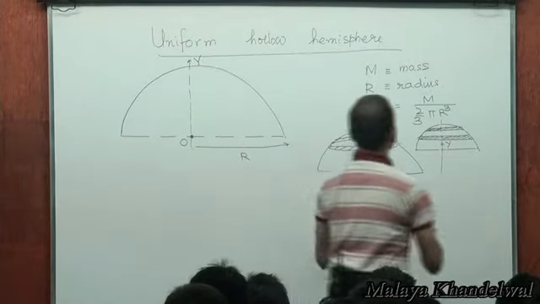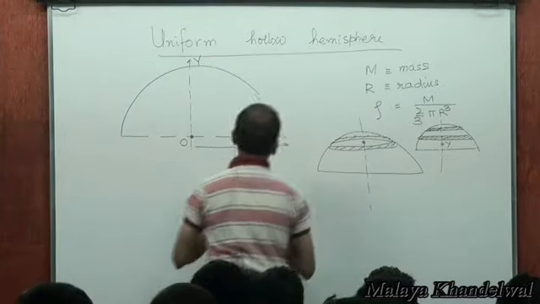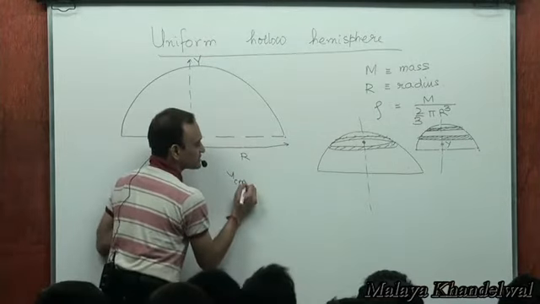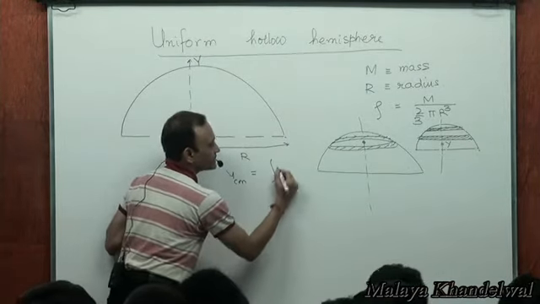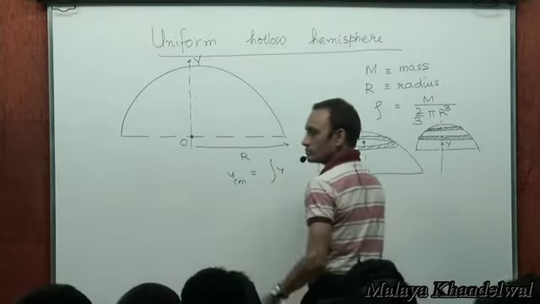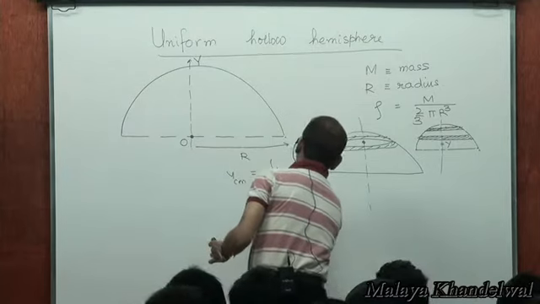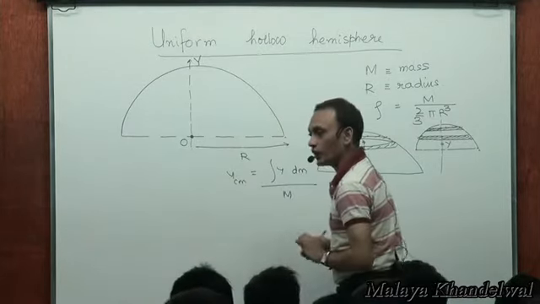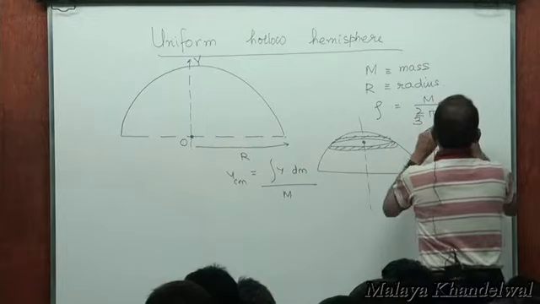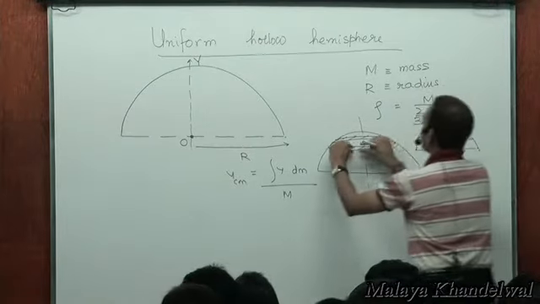All that I'm saying is, how's the center of mass calculated? The y of the center of mass is calculated as follows. I take y of every element, the y of the center of mass of an element of mass dm, and then I divide by the total mass. This is what I would do, right? So I break this hemisphere into rings of this kind.